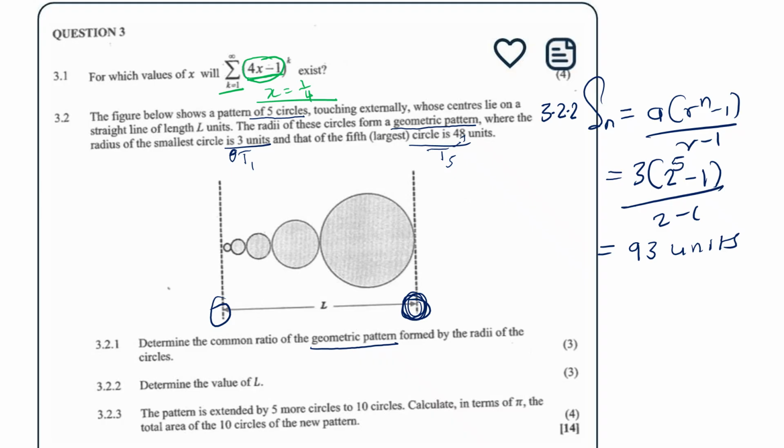93 units. But here is the catch. Remember they said the radii. This is the radius. The radius is the length from the center of the circle to the circumference. Therefore we have to multiply this answer by 2 to find L, because L is the total distance from this point to this point, right? If we multiply 93 by 2, we're going to have 186 units. Very good.